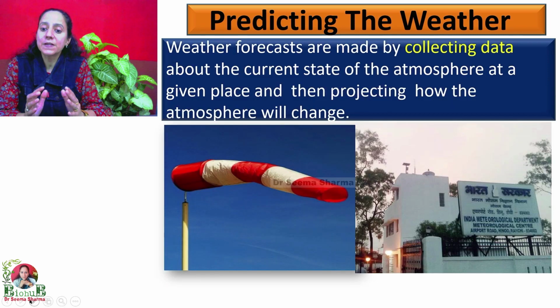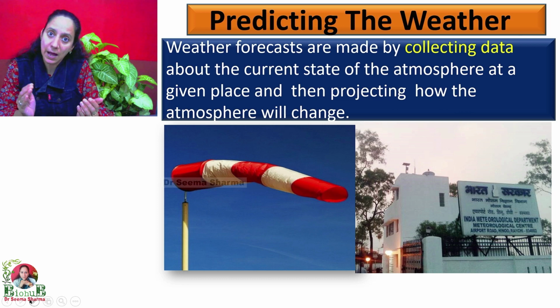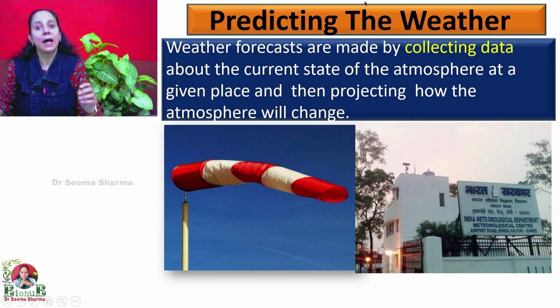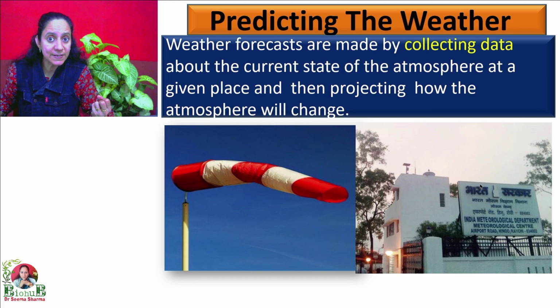So weather forecasts are made by collecting data about the current state of the atmosphere at a given place and then projecting how the atmosphere will change. And for that, every state has one weather department. Like this is the weather department of Ranchi, Jharkhand. But who collects this data and which science does it come under?